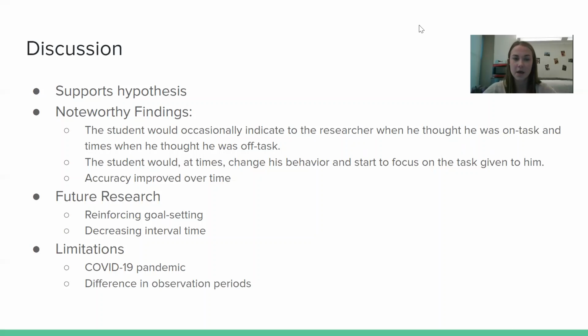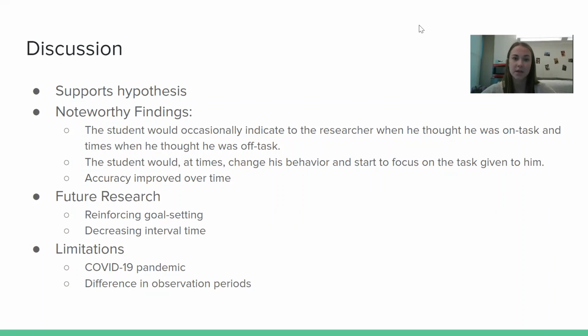So for the discussion, the results do support the hypothesis that the participant's off-task behaviors would decrease and his on-task behaviors would increase. Some noteworthy findings include that the student would occasionally indicate to me when he thought he was on task and times he thought he was off task, which indicates that he could distinguish between paying attention and not paying attention, and when he is off task and on task. In addition, the student would at times change his behavior and start to focus on the task given to him when he realized he was off task. And finally, his accuracy improved over time.